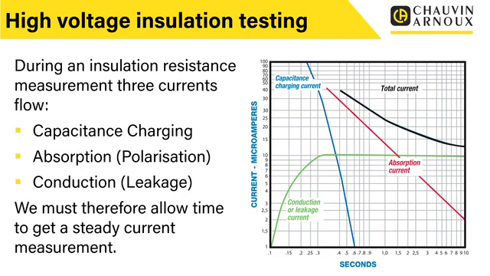So all of the molecules there are aligning themselves with that. That again takes a period of time. So you'll see there on the red line that over a period of time we're seeing this polarization effect, this absorption, as the material aligns itself to the test voltage. So that again is a current flow, but this isn't due to anything to do with the quality of the insulation. This is just a fact.